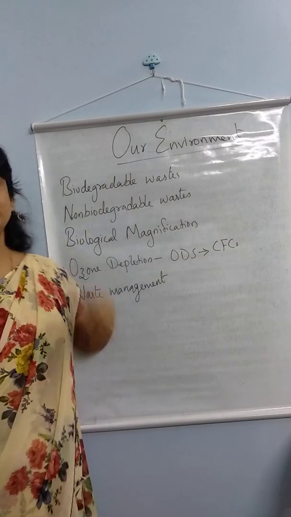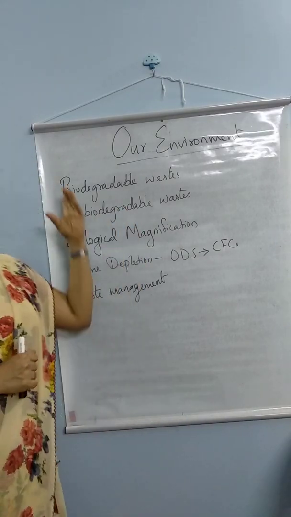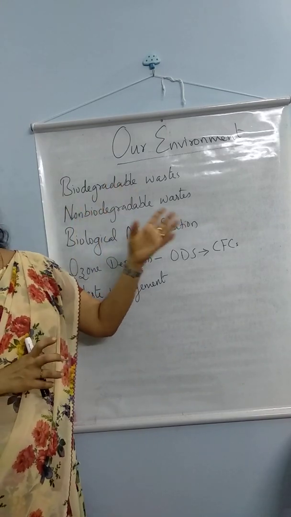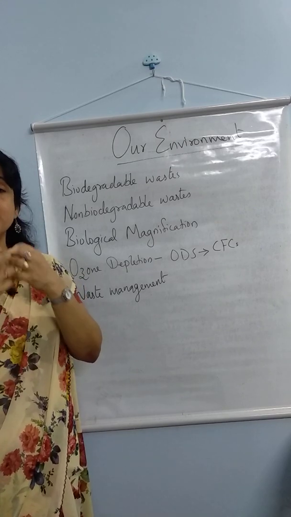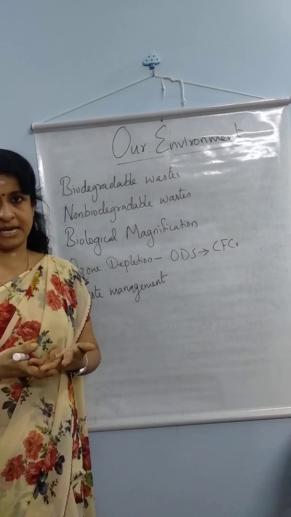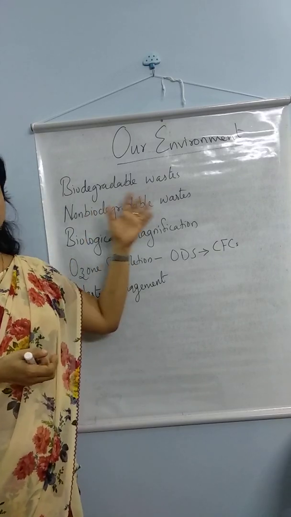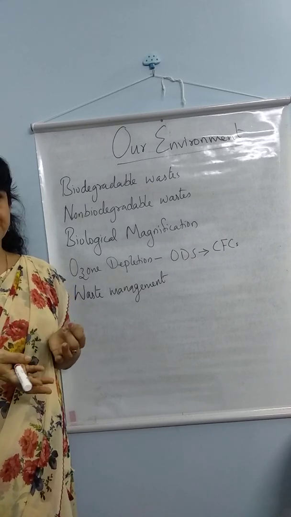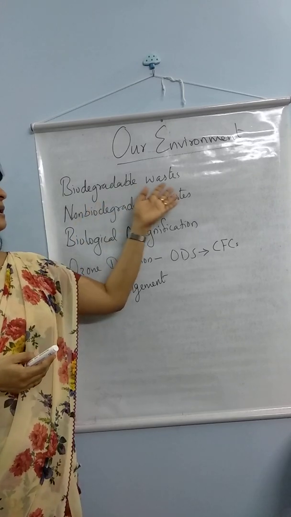Now let us continue with the rest of the portions of the chapter Our Environment. Now we have this many more portions to cover, that is biodegradable waste. We know what biodegradable waste is: waste that can be broken down by microorganisms like fungi and bacteria. All these are called biodegradable waste. Plant and animal matter, paper, all these things which can be degraded are called biodegradable waste.